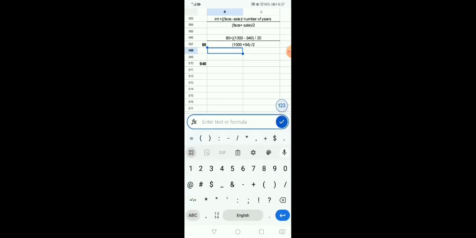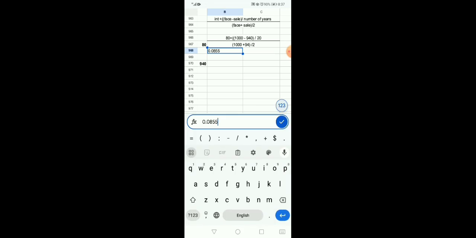All right, it is 0.0855. So the answer of this statement is 0.0855. You may write it 0.0855 as well. So this is your cost of debt in terms of times.